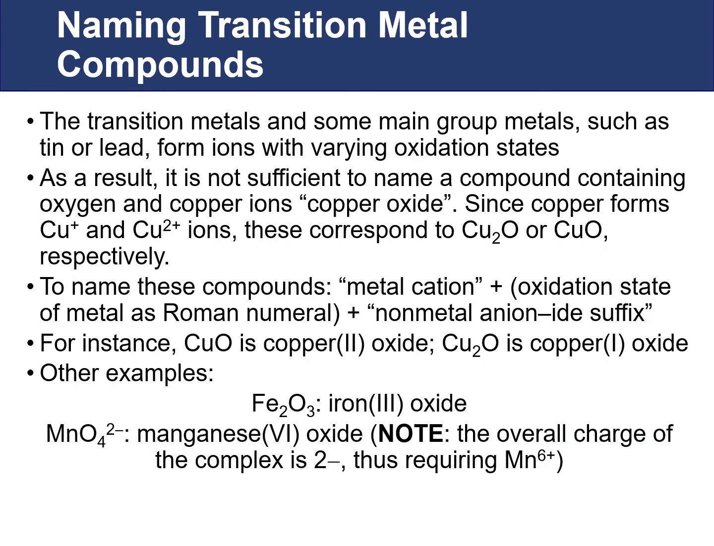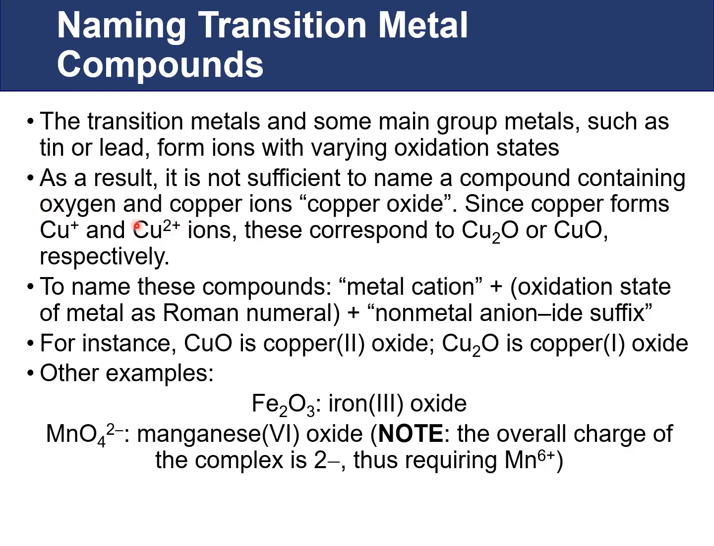Now, not all metals are like our alkali and alkali earth metals. Most of the transition metals and a good portion of the main group metals, such as tin or lead, are going to form a variety of different oxidation states, meaning that they can have a bunch of different charges. So copper, for example, can be copper +1 or copper +2.